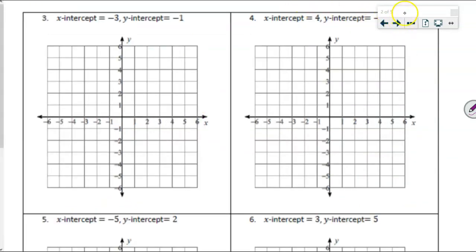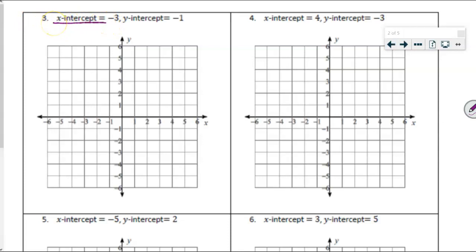Sometimes you can graph a line by just knowing where the x and y intercepts are. So moving on to the next one, it says the x-intercept is -3. Let's plot that point first. That means on the x-axis, I'm going to find -3. Found it, plotting that point. The y-intercept is -1. Where is that? On the y-axis, there's the -1. Can you plot or graph the line that goes between those points?